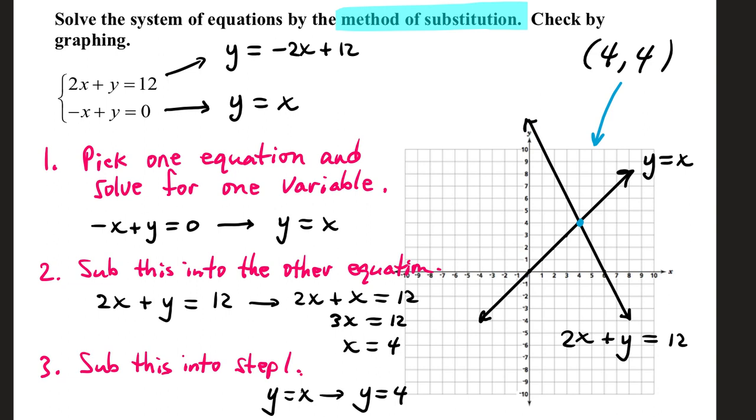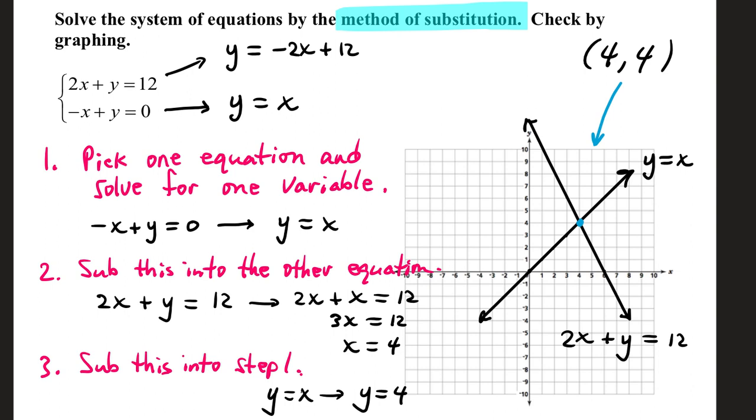Okay, a system of equations in two variables. We have two equations, two unknowns, x and y. First, we're going to solve by a method of substitution, and then we'll check by graphing. So over on the left half of your screen, your first step is to pick one equation and solve for one variable. As you go through your equations, you want to try to figure out what variable would be the easiest to solve. And so I'll let you guys tell me in class.